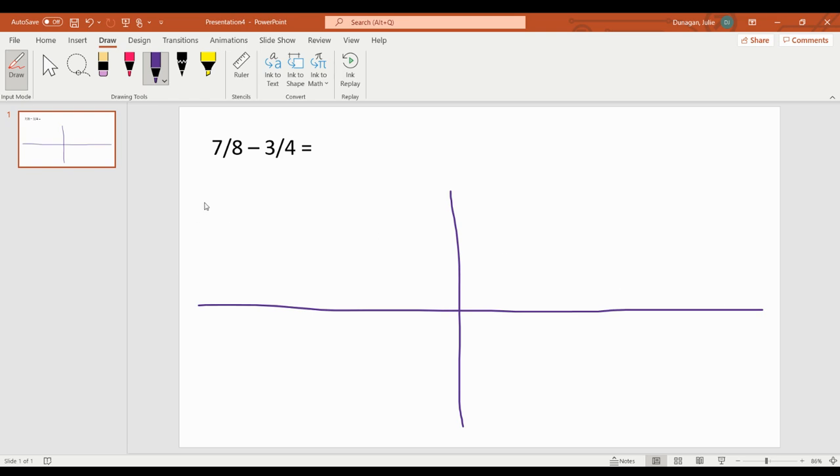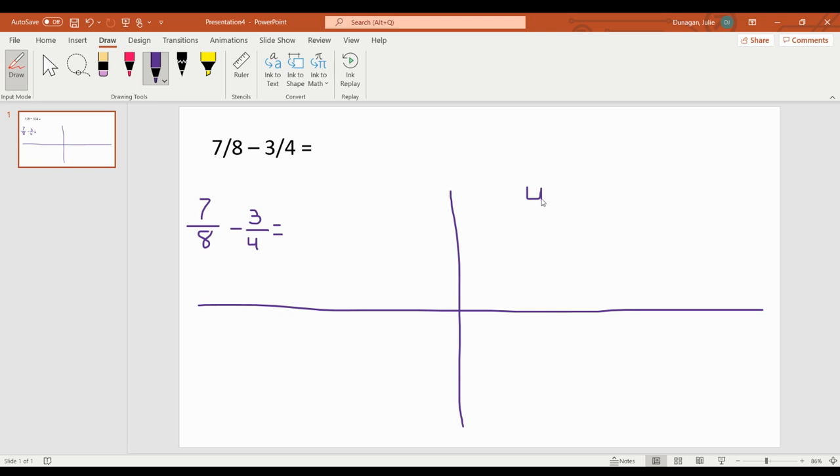Again, first thing I'm going to do is draw myself a 4 square so I can keep my work nice and neat. Okay, we're going to rewrite our equation. So 7/8 minus 3/4 equals, well, we don't know yet. So let's come over to here. We're going to skip count by 4s. Then we'll skip count by 8s to find our common denominator.